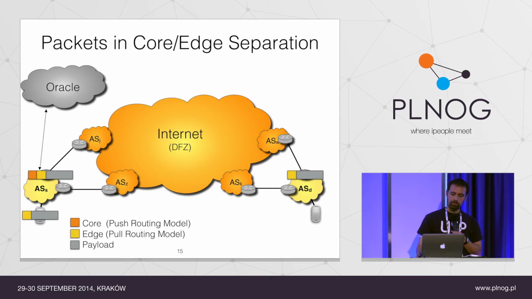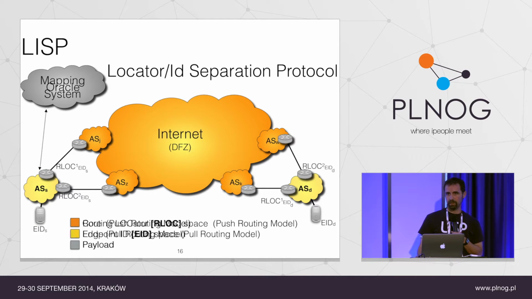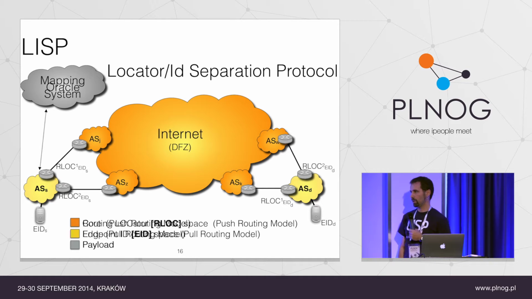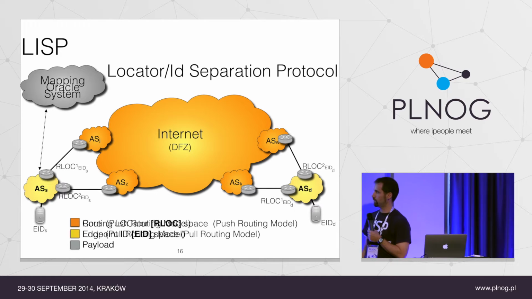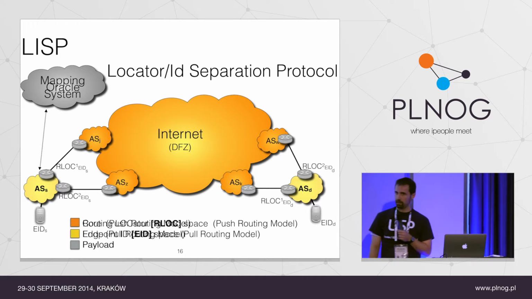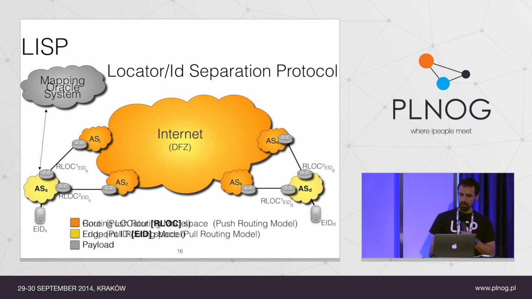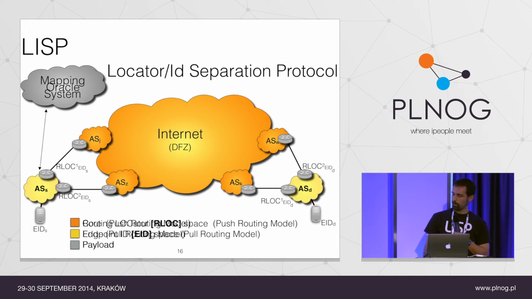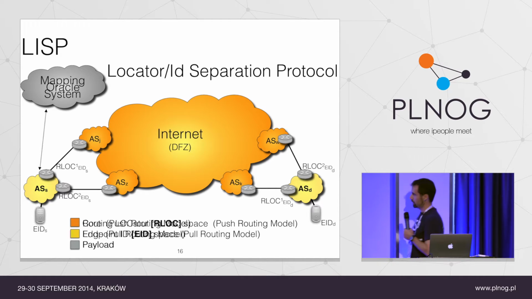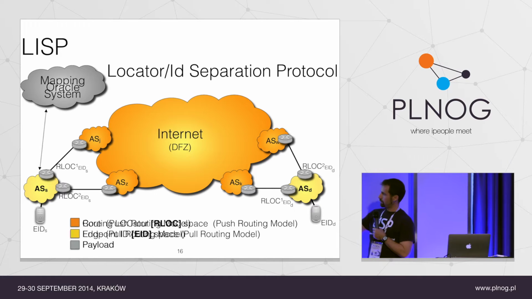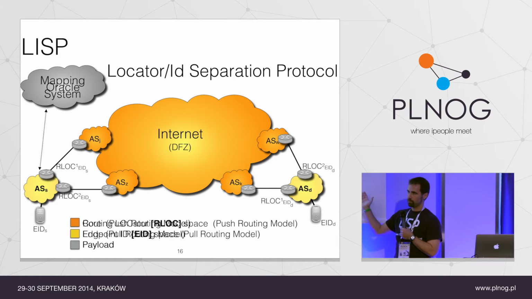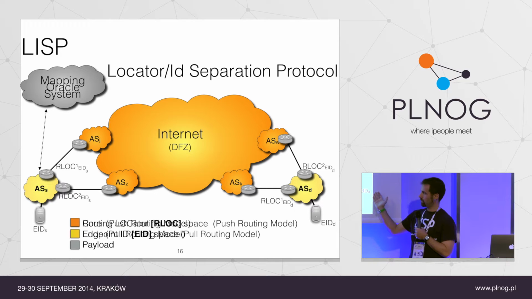What we just saw is exactly what LISP does. LISP stands for Locator ID Separation Protocol. So the locator is something that is inside the core of the network of the internet, and the ID, or identifier, is at the edge. Just a matter of terminology. The edge becomes endpoints, and so we use endpoint identifiers in order to route packets between the edges. In the center, we use routing locators.